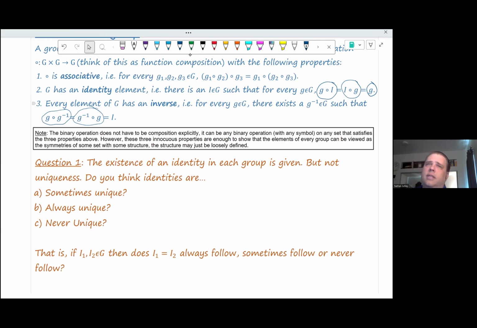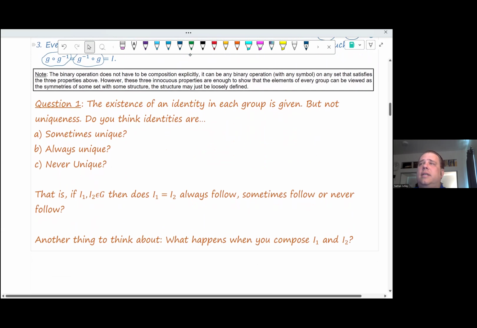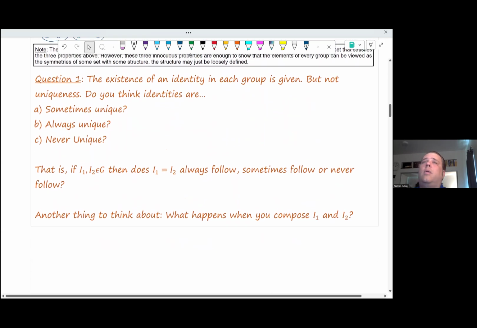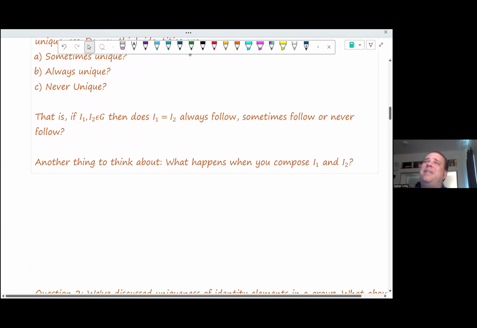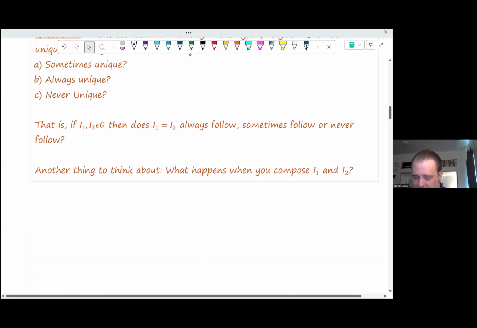So that's worth pausing for a moment. And if I were here in person, I would ask you what you think, but I can't do that, so I will go on to answer this. Sorry, if you haven't paused it, I added another thing to think about and forgot. So what happens if you compose the two identities? That's a really good key idea. So let's develop this idea. Or if you still want to think about it, it's a perfect time to pause.